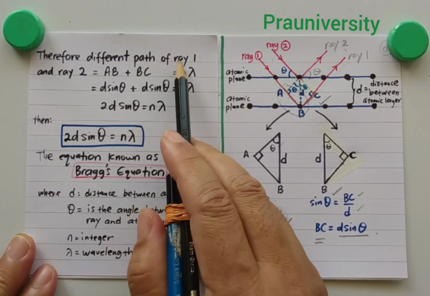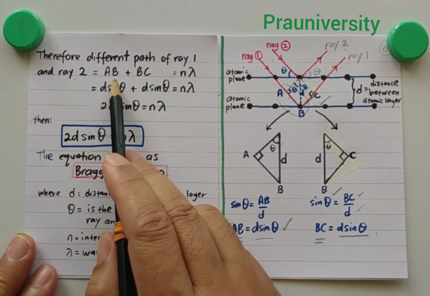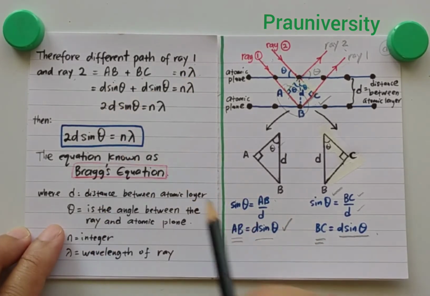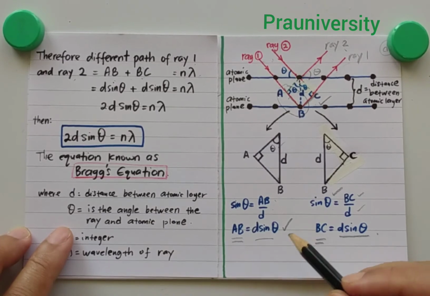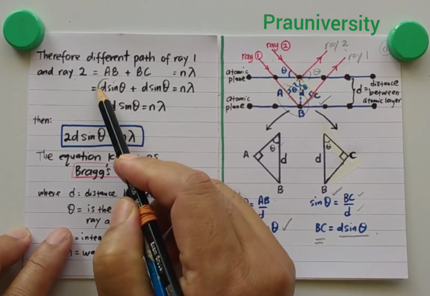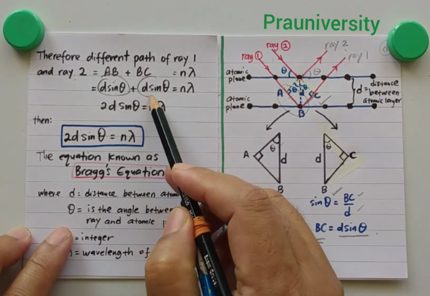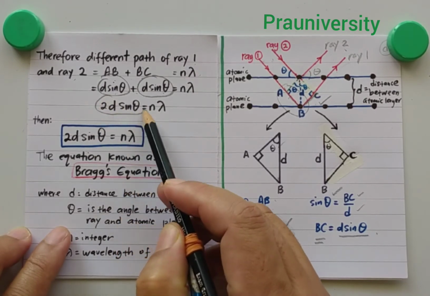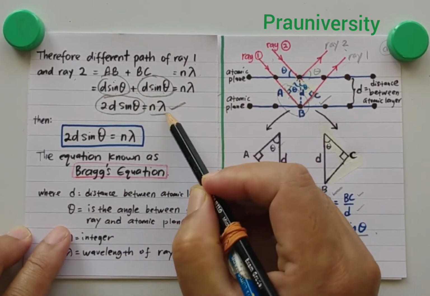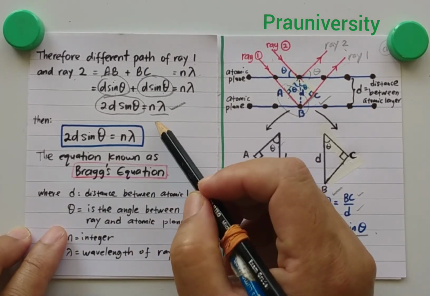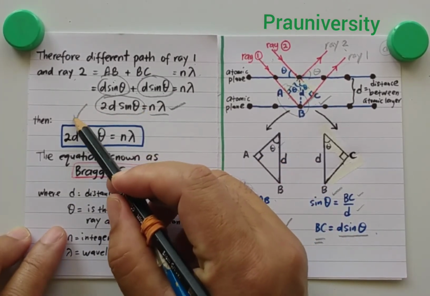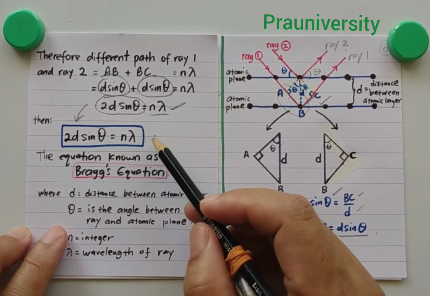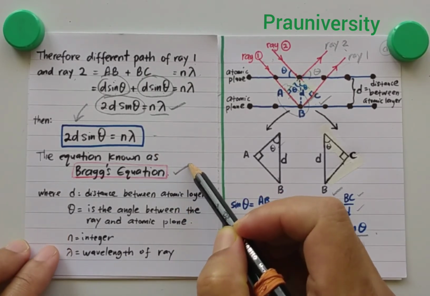Therefore the path difference of ray 1 and ray 2 is AB plus BC, and that equals n lambda. Of course we already know AB equals d sine theta, and BC equals d sine theta. So d sine theta plus d sine theta gives 2d sine theta, which equals n lambda. Then we can write the equation as 2d sine theta equals n lambda. So this is the equation known as the Bragg equation.